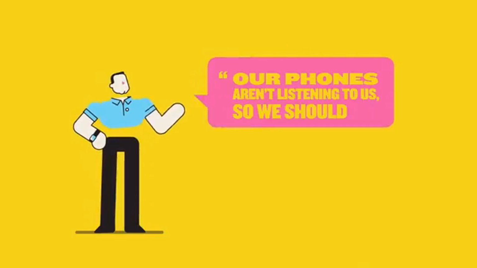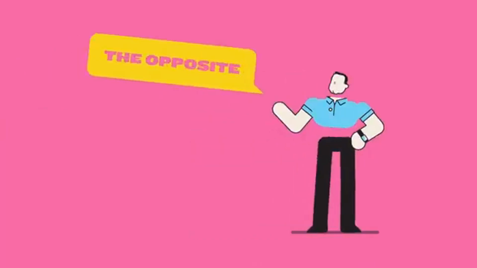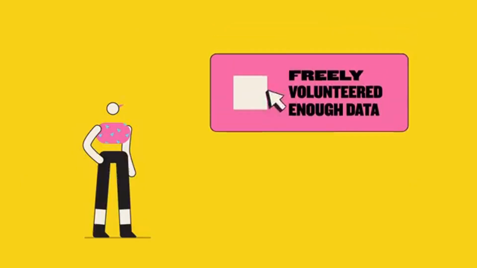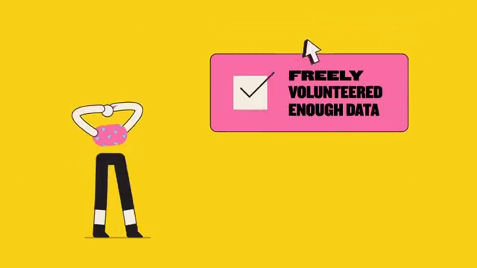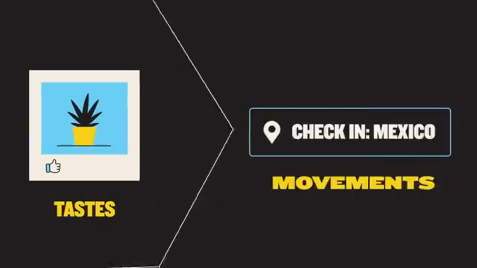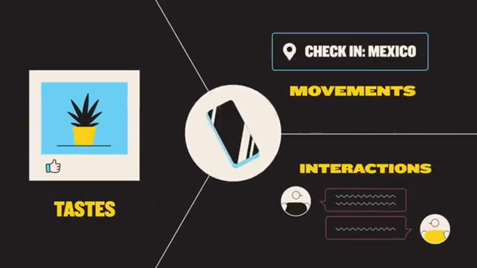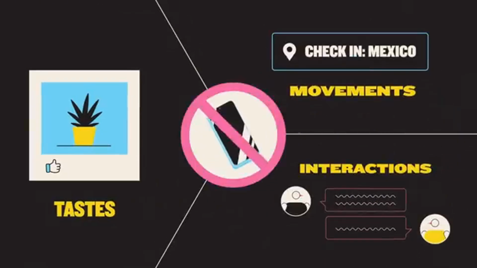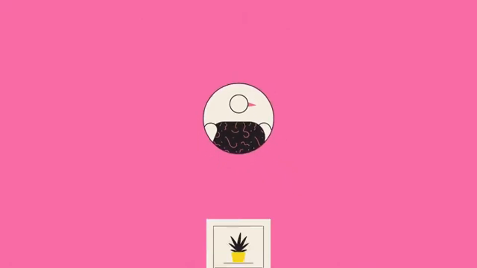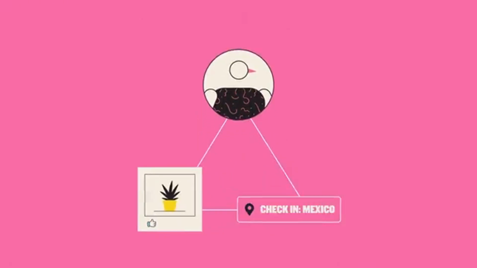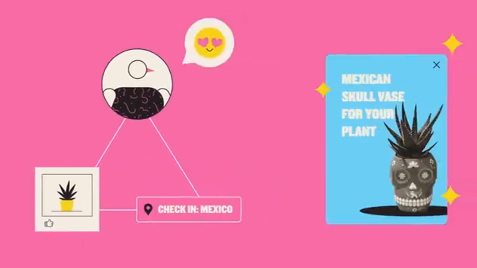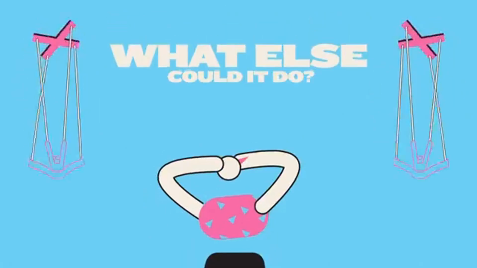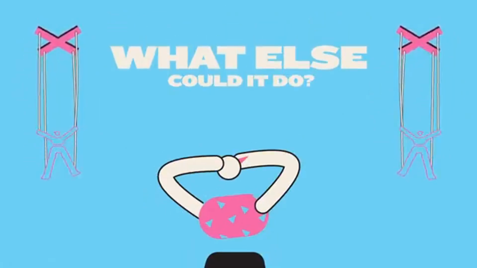Because my point here isn't, our phones aren't listening to us, so we should all stop worrying. It's sort of the opposite. We should be more concerned that we've freely volunteered enough data about our tastes, movements, and interactions that we've made tapping our phones entirely unnecessary. The bottom line is that however that data was obtained, if it can be triangulated to make accurate predictions about our shopping preferences, the thought of what else it could do should be enough to give us pause.